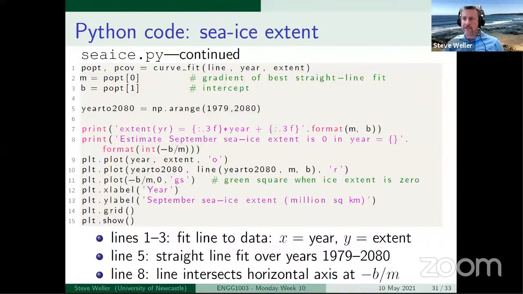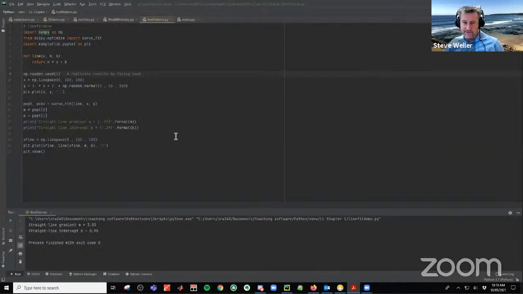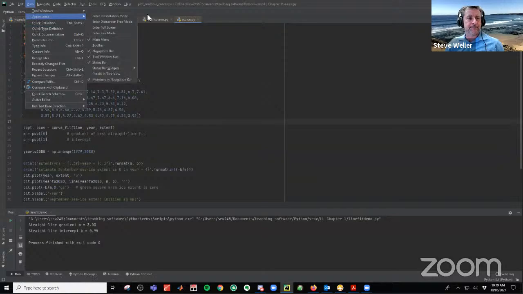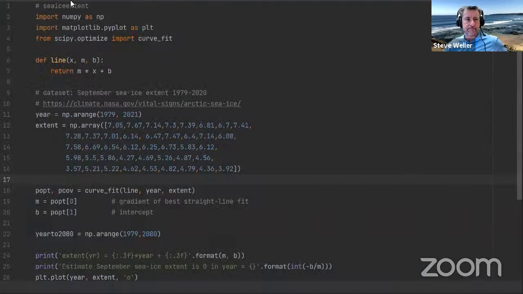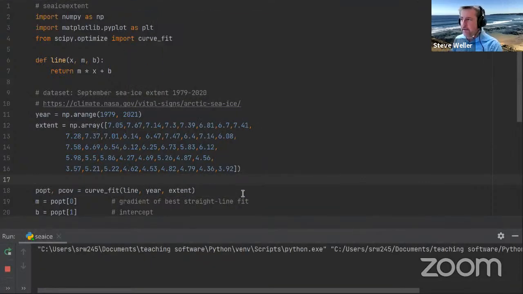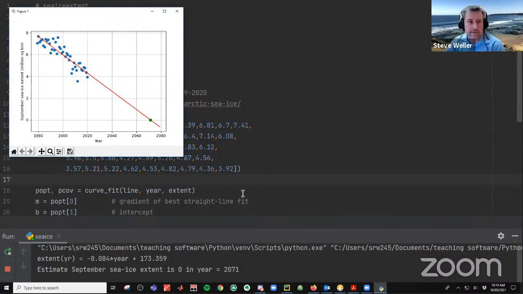So if you run that code, let's do it live. Anyone want to take a guess what year the sea ice is forecast to be zero in September? Let's run the code. If we run the code, the blue dots are the measured data. The red straight line is the line of best fit. That's been extended out until such time as that line intercepts the horizontal axis when the sea ice extent is zero.